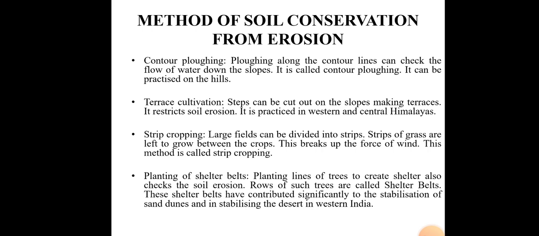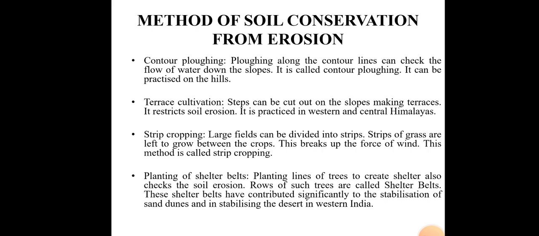Contour plowing is practiced in hilly areas, as is terrace cultivation. Similarly, steps can be cut out on the slope, making terraces that restrict soil erosion, practiced in the western and central Himalaya. Contour and terrace farming are practiced in hilly areas.